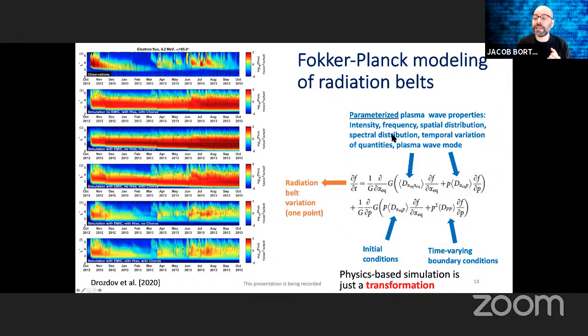We feed in typically solar wind parameters, solar wind quantities, and geomagnetic indices, and we scale all these parameters according to those values and represent the effects of waves on the particles. We also need time-varying boundary conditions, right? This is a three-dimensional cube: pitch angle, energy, and L shell. And so the boundary conditions vary as a function of time, right? That needs to be specified from the data somehow.